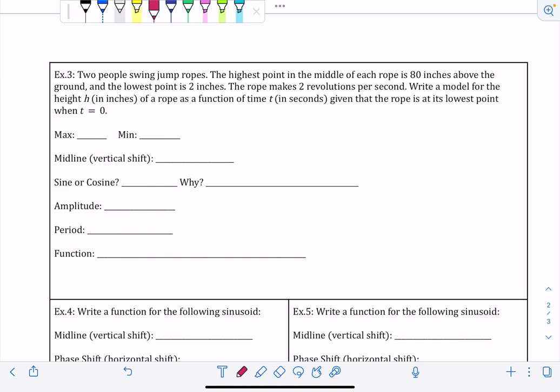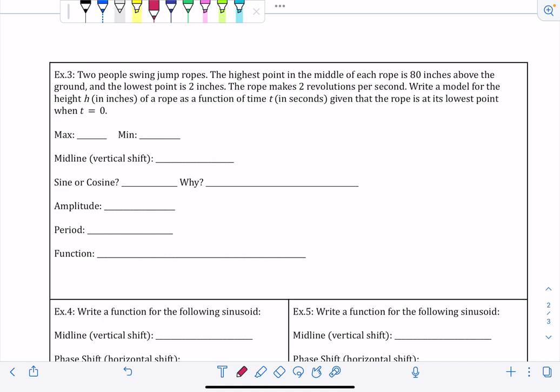Okay, so example 3, 2 people swing jump ropes. The highest point in the middle of each rope is 80 inches above the ground, and the lowest point is 2 inches. The rope makes 2 revolutions per second. Write a model for the height h in inches of the rope as a function of time t in seconds, given that the rope is at its lowest point when t is equal to 0.